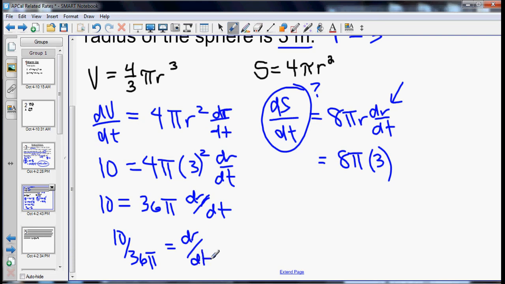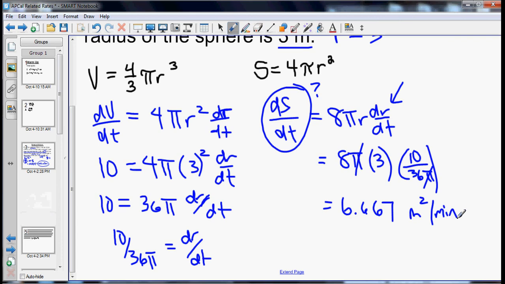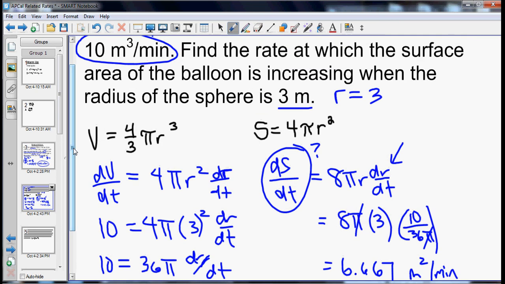And now I can solve for the rate at which the surface area is changing. The pi's will cancel out. So I get 8 times 3 times 10 all over 36, and I get 6.667, and this would be square meters per minute. I know it's squared because it's area. Volume is always cubed, area is always squared. Lengths of any kind are just normal, not squared or cubed. So that allowed us to find the rate at which the surface area of the sphere was changing.